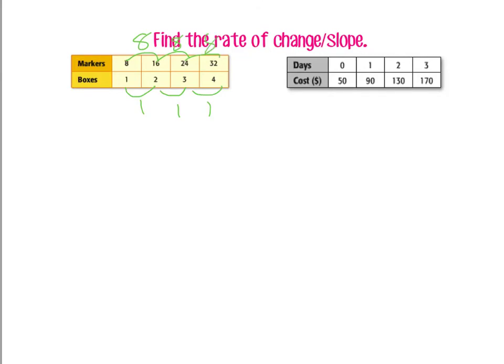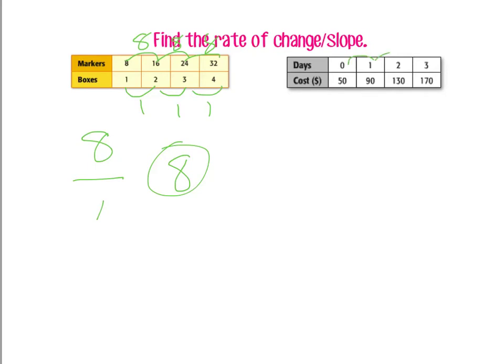Does it make more sense to say how many markers per box or how many boxes per marker? I'm going to say definitely markers per box for a couple of reasons. One, you put markers in a box. And second, there's more of them, so it makes sense. Otherwise, I'd have to have a decimal answer. So I'm going to say markers per box. And so there are 8 markers for 1 box, or we would just call that a slope of 8 or a rate of change of 8.